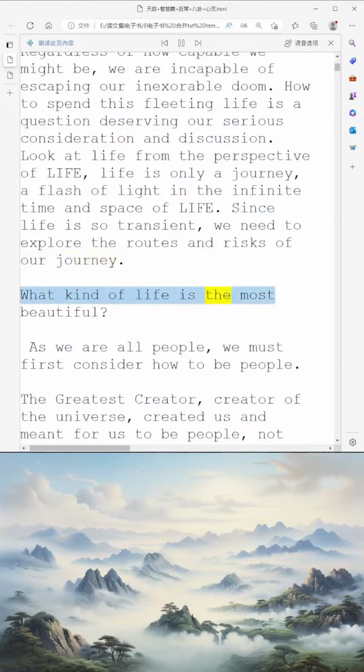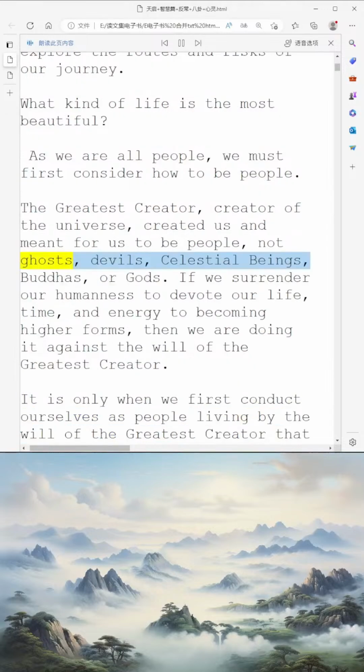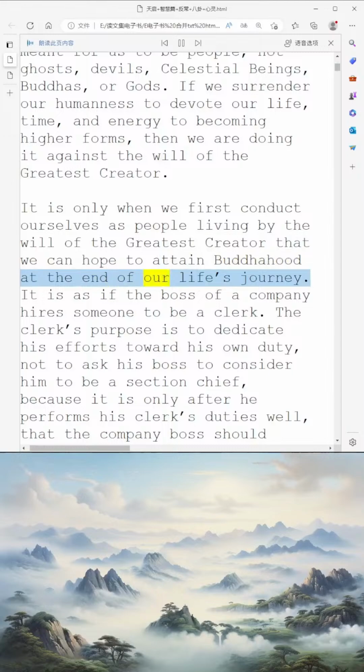What kind of life is the most beautiful? As we are all people, we must first consider how to be people. The greatest creator of the universe created us and meant for us to be people, not ghosts, devils, celestial beings, Buddhas, or gods. If we surrender our humanness to devote our life, time, and energy to becoming higher forms, then we are doing it against the will of the greatest creator. It is only when we first conduct ourselves as people living by the will of the greatest creator that we can hope to attain Buddhahood at the end of our life's journey.